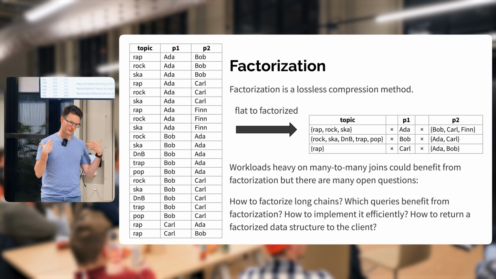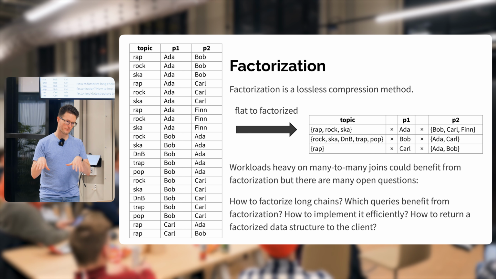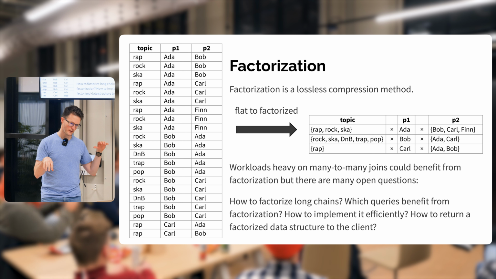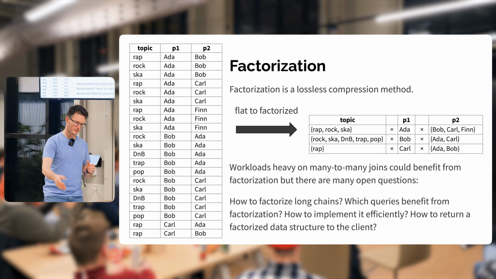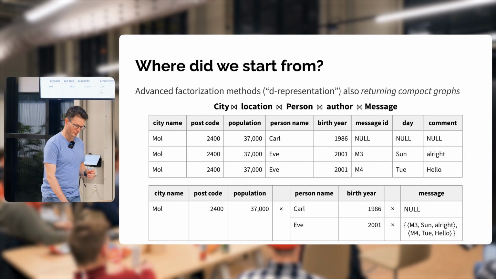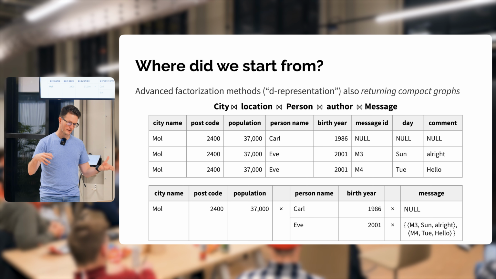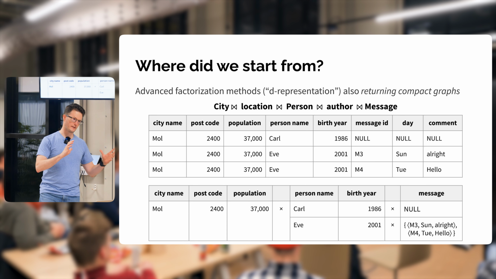And this is now kind of understood to be important, but this is still a part of active research. So we don't know how to factorize long chains where we have different cardinality edges. We don't know how to implement it efficiently or how to return it to the client using the existing infrastructure. But I think this could be figured out eventually, and then it could also be useful for the problem that we started with, returning compact graphs in one query where we join together different tables.